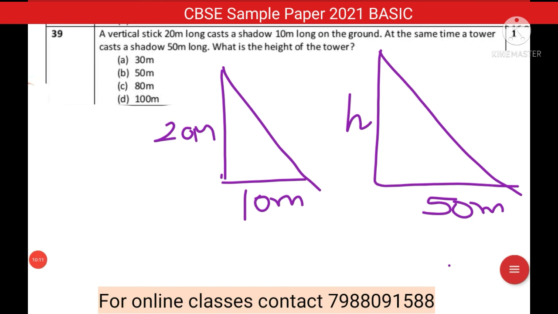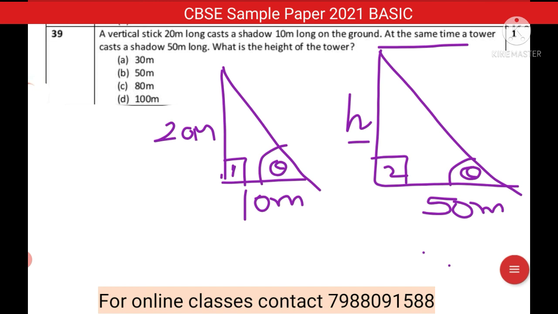Question number 39 says, a vertical stick 20 meter long casts a shadow 10 meter long on the ground. And at the same time, a tower casts a shadow 50 meter long. We need to find the height of the tower. Now see, since at the same time, this word is important. At the same time, angle of elevation of sun is same. If this angle is theta, then this angle is also theta. And angle 1 is already equal to angle 2, 90 degree each.